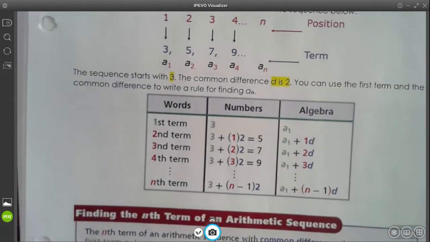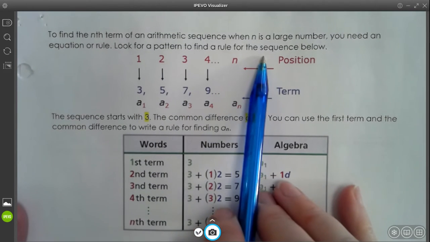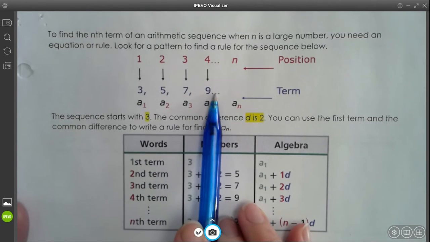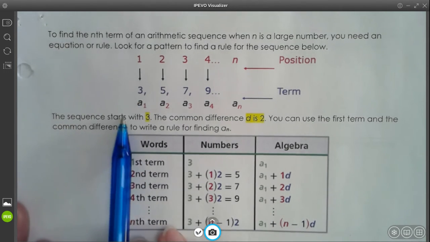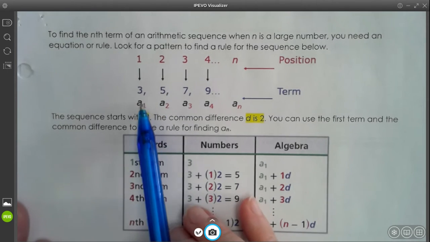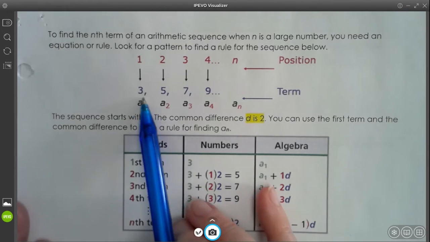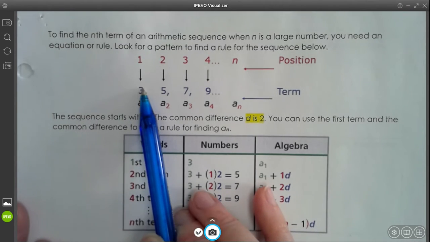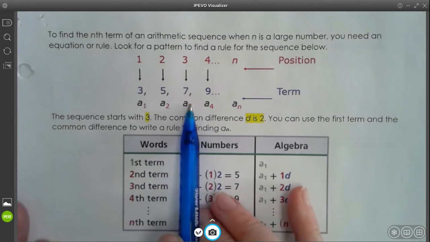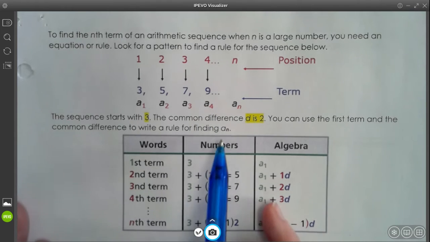Okay, so look for a pattern to find a rule to the sequence below. So for example, this one, 3, 5, 7, 9, we need to know what the sequence starts with. Notice you're going to see these numbers down here, a sub 1, a sub 2, a sub 3. This is which term it is. So a sub 1 means the first term is 3. A sub 2 means the second term is 5. A sub 3 means the third term is 7. A sub 4 means the fourth term is 9, and we use this a sub n for any term.